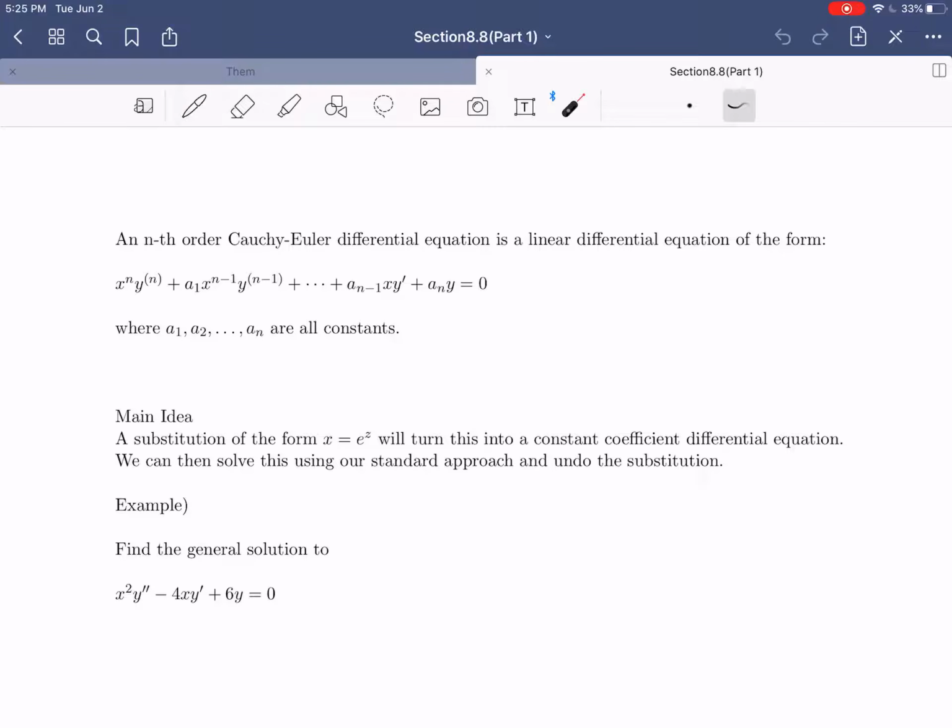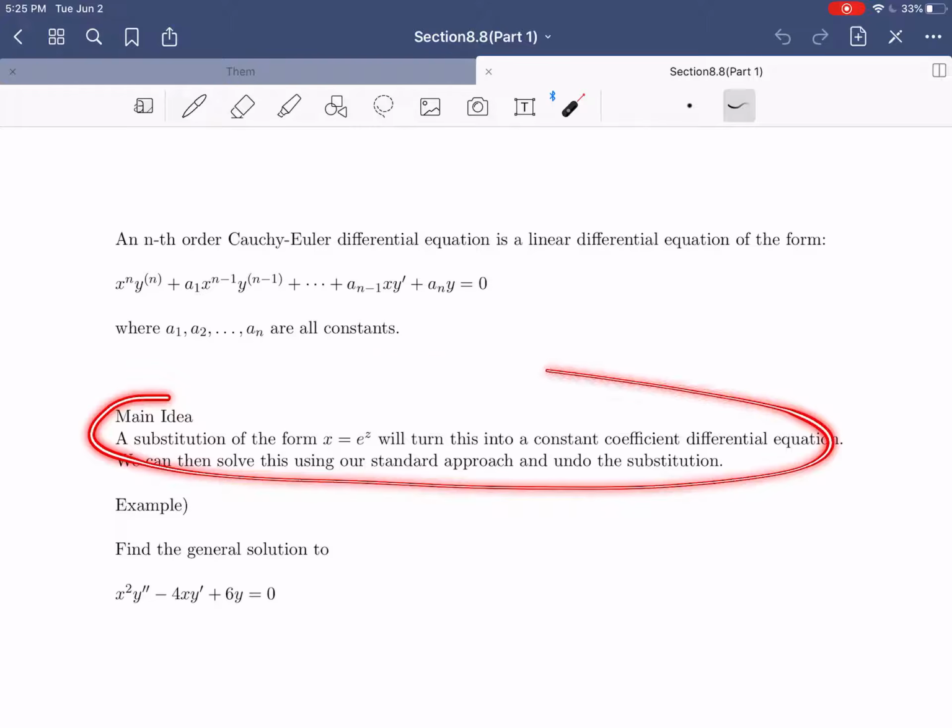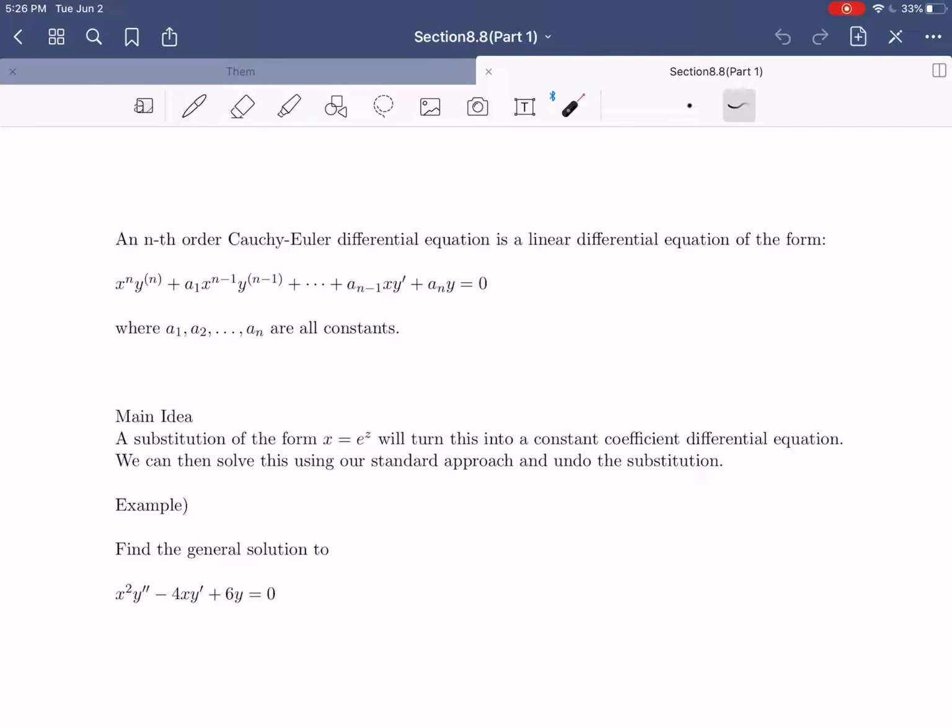When working with a Cauchy-Euler differential equation, the main theoretical part of what we're going to be doing in this video is trying to follow this main idea. We're going to try to show that a substitution of the form x equals e to the z will turn this into a constant coefficient differential equation. And once we've converted it, we can solve it using our standard approach, where we look at the roots of the auxiliary polynomial and then undo the substitution to get solutions to the actual Cauchy-Euler differential equation.